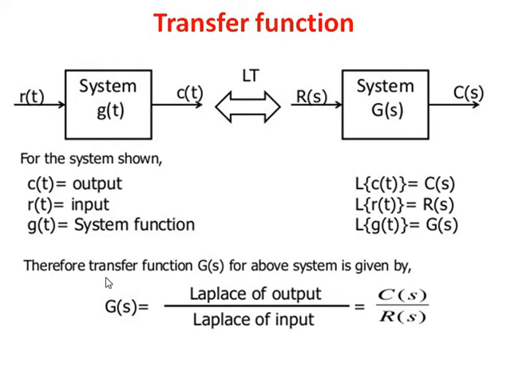So by definition, transfer function is defined as the Laplace of the output divided by the Laplace of the input. Here the Laplace output is C(s), divided by the Laplace input R(s). So G(s) is defined as C(s) by R(s).